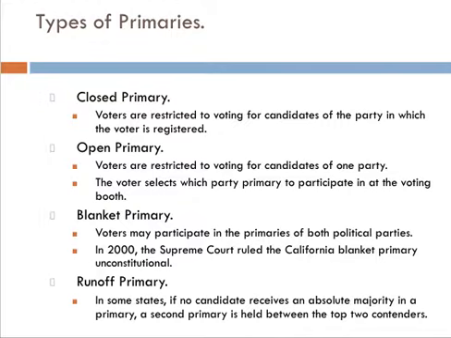There used to be blanket primaries where you could vote for anyone in any political party. So maybe if you didn't want someone, you'd vote against them, back and forth, and they deemed that unconstitutional. There are also runoff primaries. In some states, if no candidate receives an absolute majority, so more than 50%, then they'll have a runoff between the top two candidates. So a special election for that.